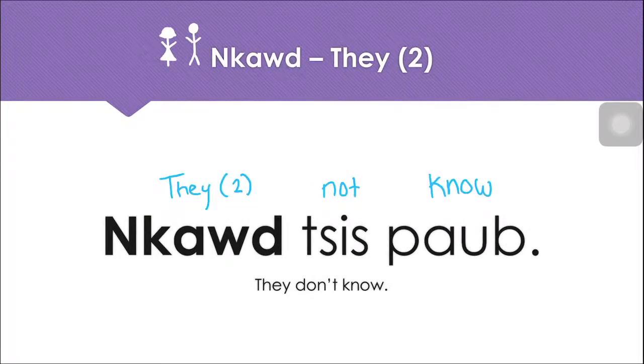So same pattern. If you're referring to they, as in two people, a pair of people, husband and wife, two men, two women, whatever the case, there's two of them, you would use Nkawd, Nkawd. Some people use it with a different tone, but it's very similar. So our sentence example here is Nkawd ji bao, Nkawd ji bao. Okay, they don't know.